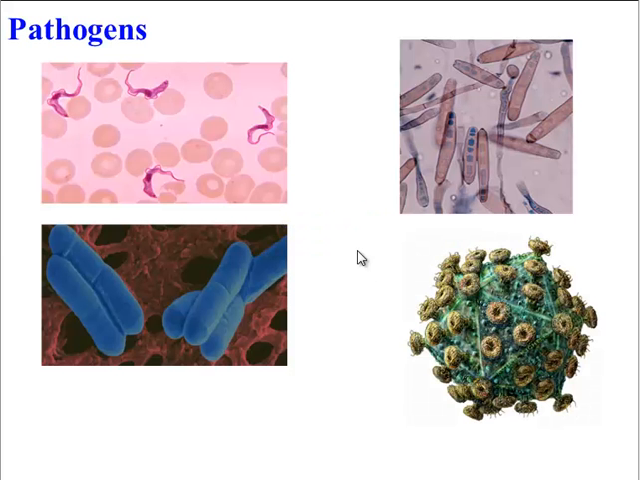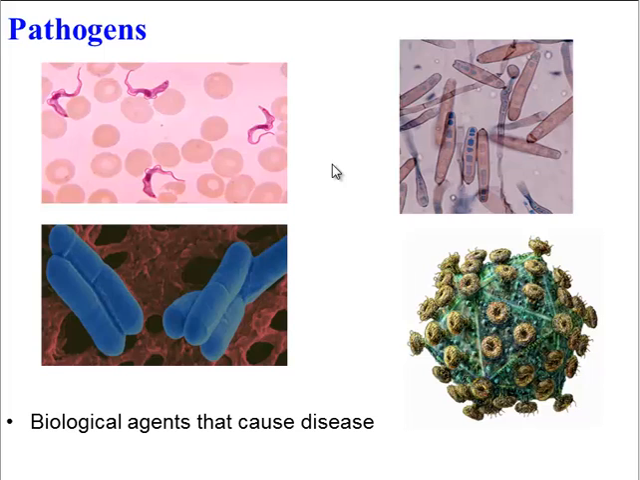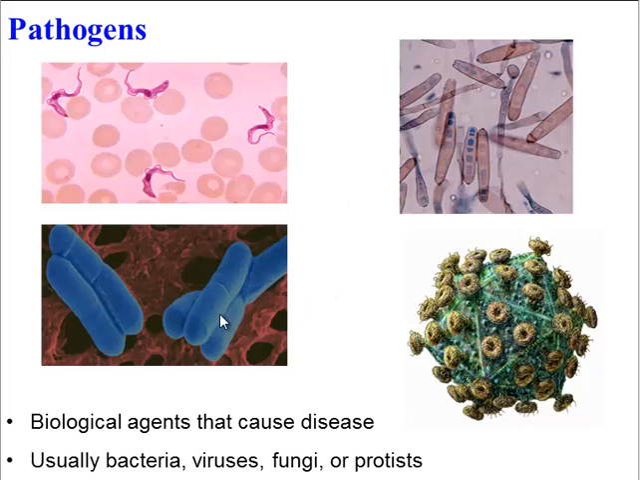And let's start with an overview because the immune system in our bodies is very complex. Our immune system is designed to fight off pathogens. Pathogens are biological agents that cause disease. These could be bacteria, like these bacteria in a person's intestines. They could be viruses. Here is an HIV virus.